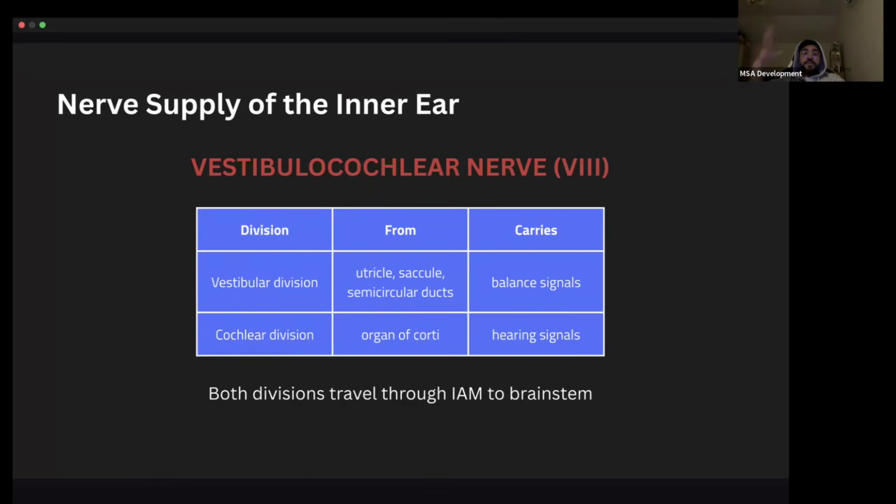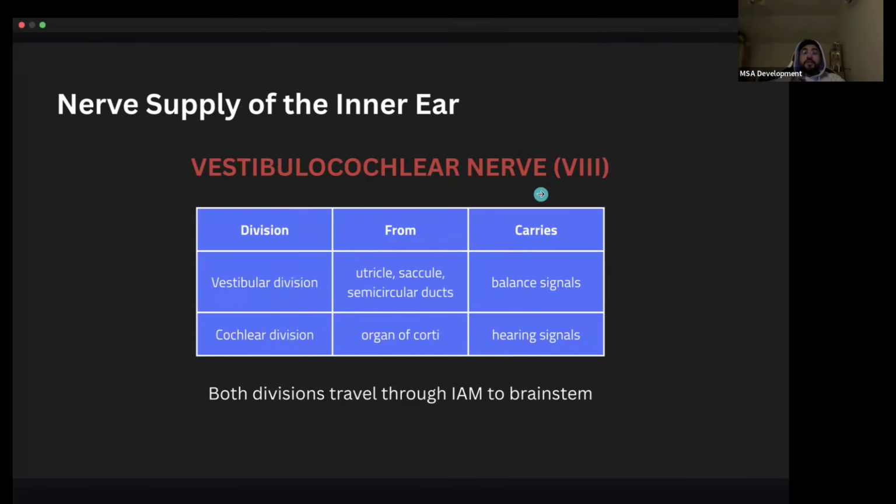The vestibular division is going to supply your utricle, your saccule, and your semicircular canals. This will help with balance, right? The utricle and the saccule help in linear acceleration. Semicircular ducts help with rotational acceleration. And you have the cochlear division, which supplies the organ of Corti, which detects sounds and helps with hearing. Both divisions are going to travel all the way to the brainstem.